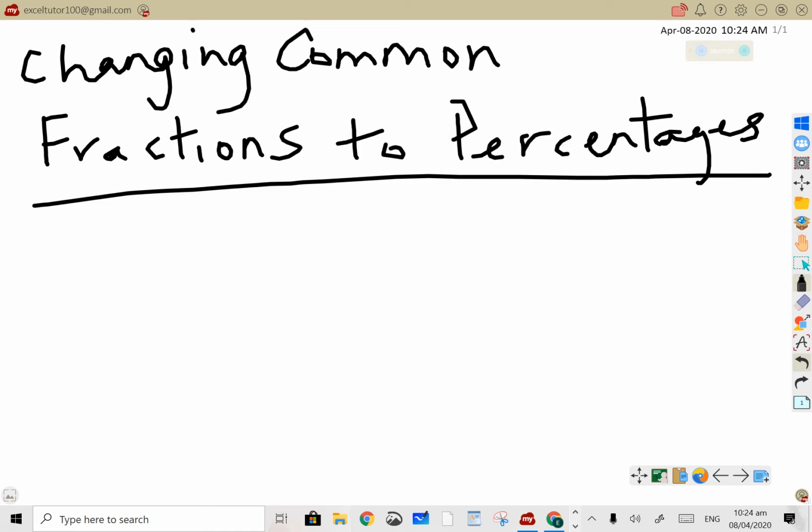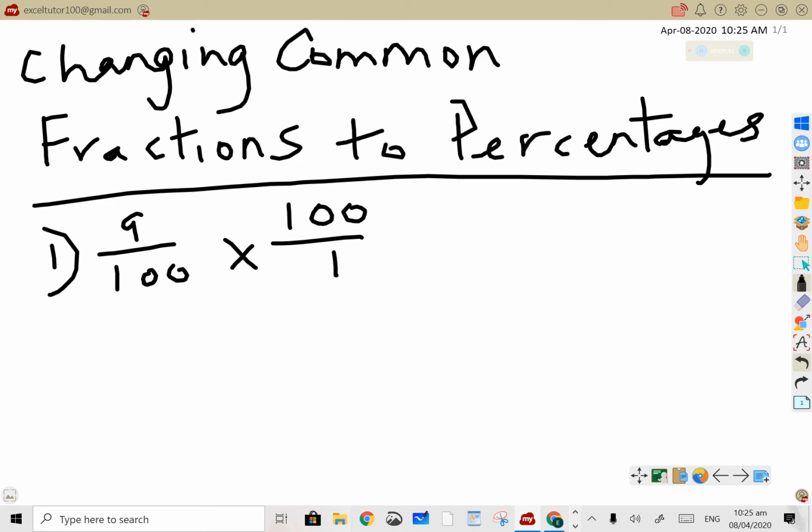So we're going to take a look at changing common fractions to percentages. Alright, so basically everything has to do with either multiplying by 100 or dividing by 100. So we're going to do the opposite now. For our first exercise, we had to change percentage to common fraction. So now we're going to do the opposite. So we have a common fraction 9 over 100. And we are going to change that to a percentage by multiplying by 100 over 1.